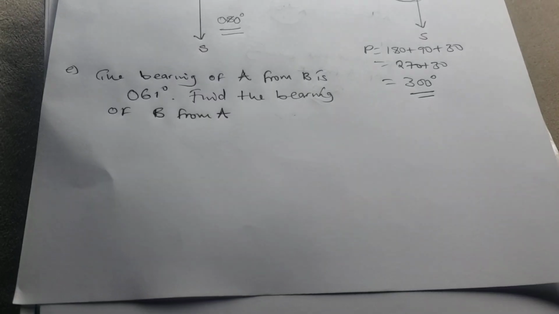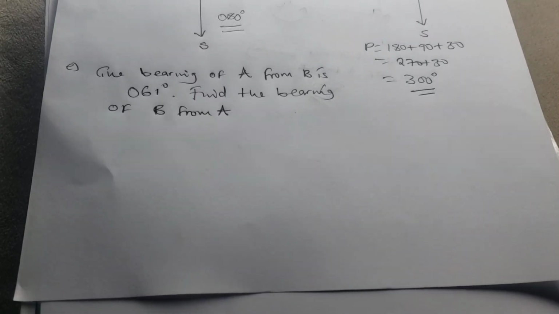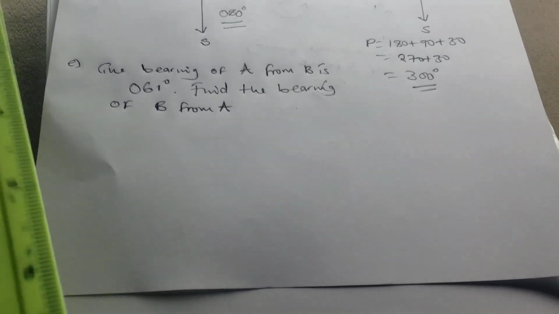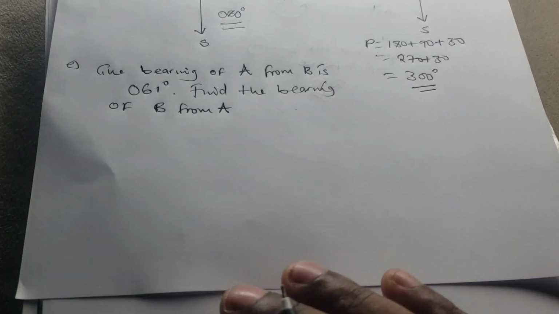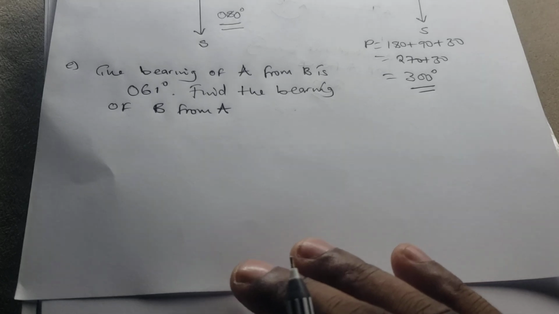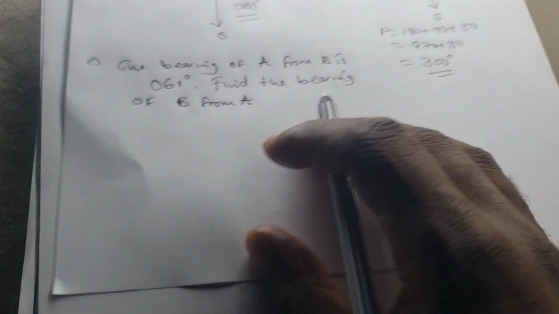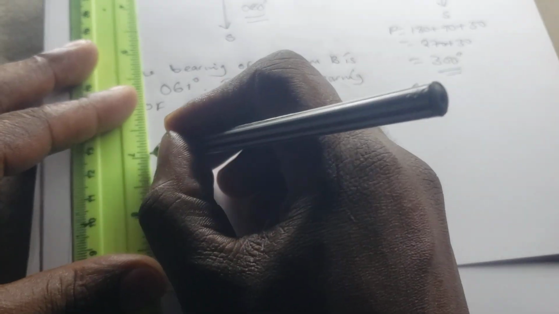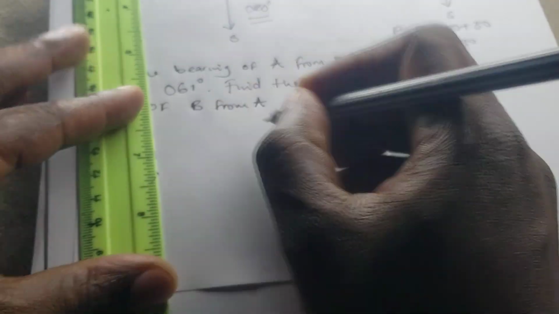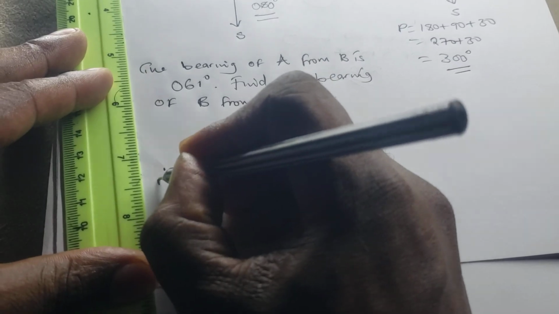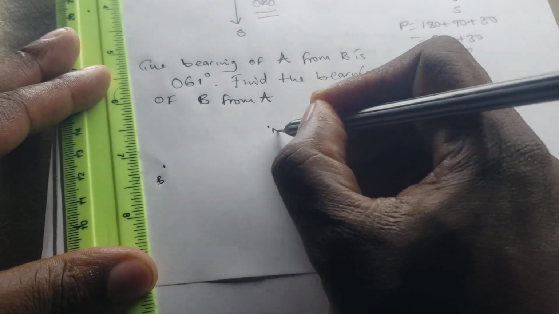Look at this example saying the bearing of A from B is 061. Find the bearing of B from A. All right, so what we are going to do quickly is let me say my point here and I have another point right here. This is where my B will be and that's where my A is.